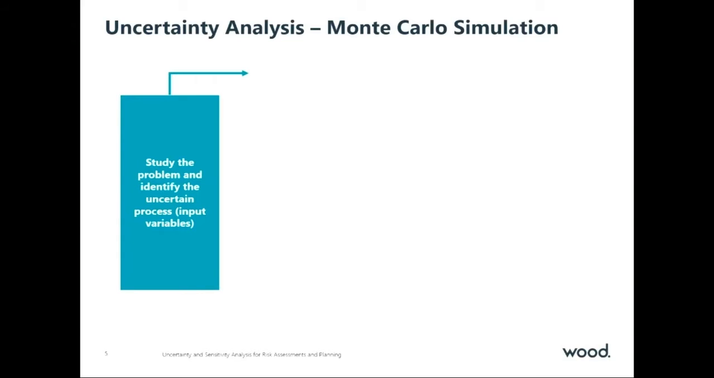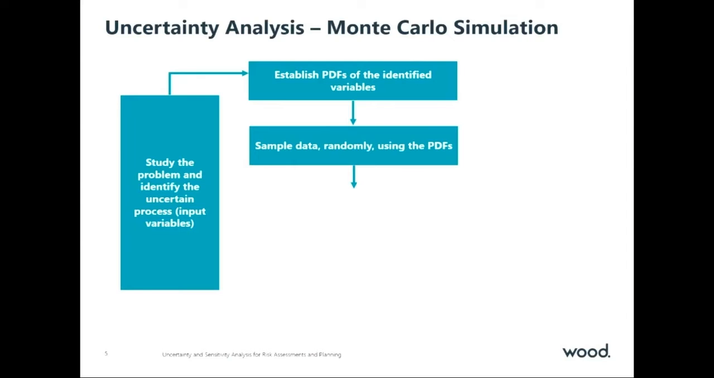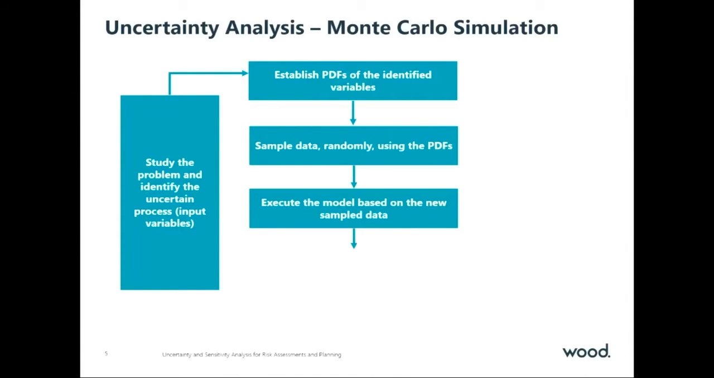The methodology to do the Monte Carlo is that you study the problem well and you study every input variable. Then you have the statistics of every variable and you establish the probability distribution function of the identified variable. Then you do the sampling using the random pseudo numbers, so the sampling has to be independent and has to be random. You sample from every probability distribution of every input variable. Then you execute the model.